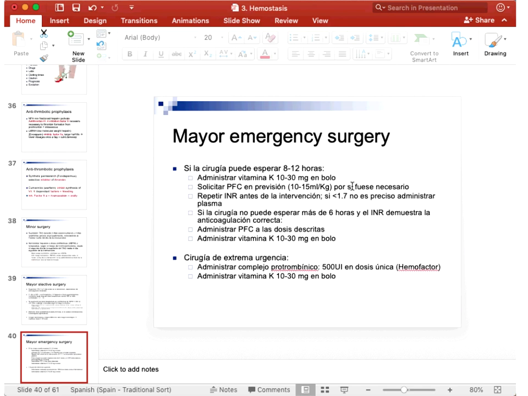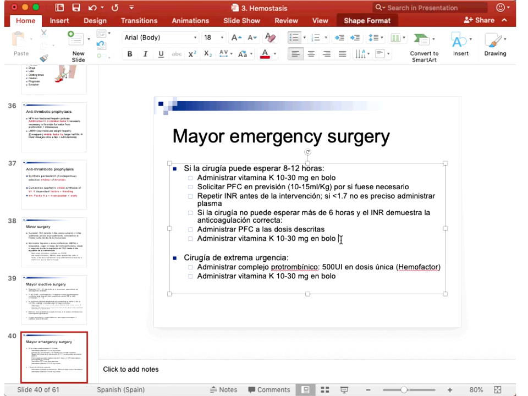So, if the case is an emergency surgery, you need to take that patient to the operating room, and you need to suspend the anticoagulation, and you need to infuse fresh frozen plasma and blood if needed. If you anticipate that the patient is going to lose an enormous amount of blood, you administer vitamin K in bolus, all right, so that you can reverse the anticoagulant effect of the patient.